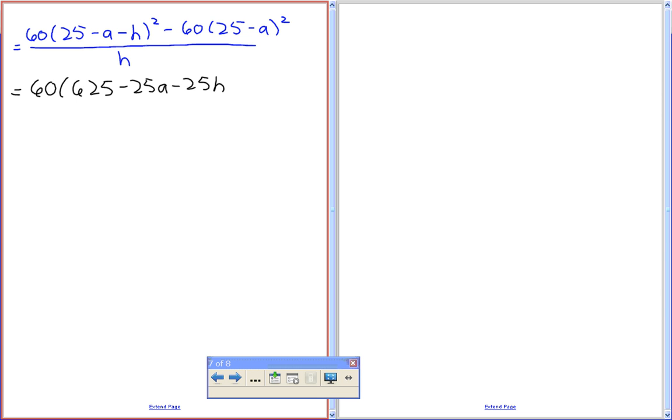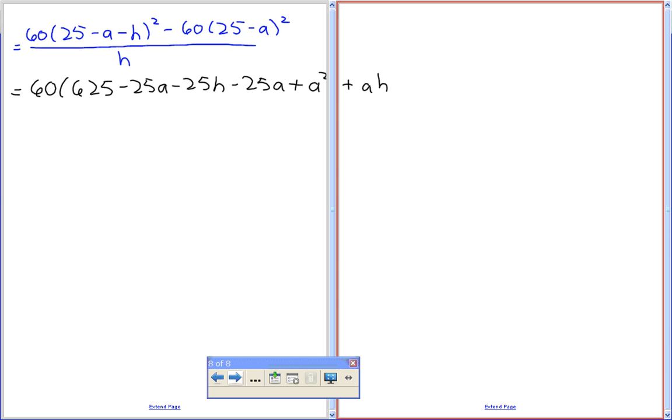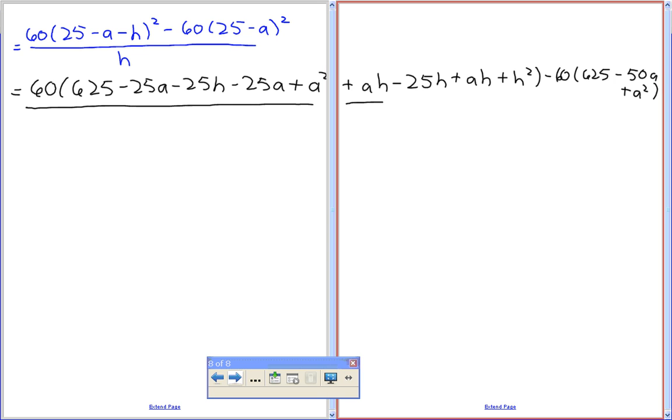And then we turn that into minus 25A plus A squared plus AH, and then we turn that into minus 25H plus AH plus H squared. I'm just going to take up two boards: 60, 625 minus 50A plus A squared all over H. Okay. Please ask questions. What I did there was I just foiled, and lots of it. Okay?